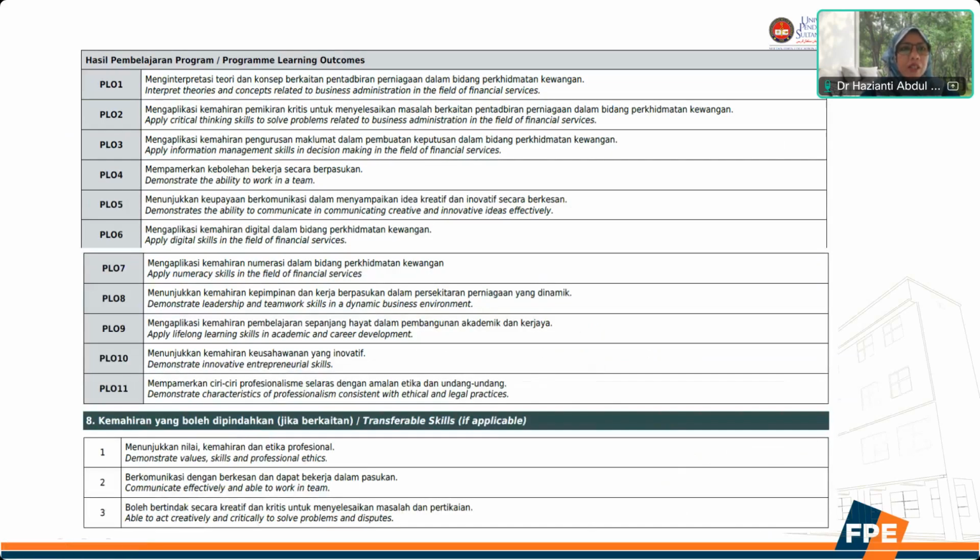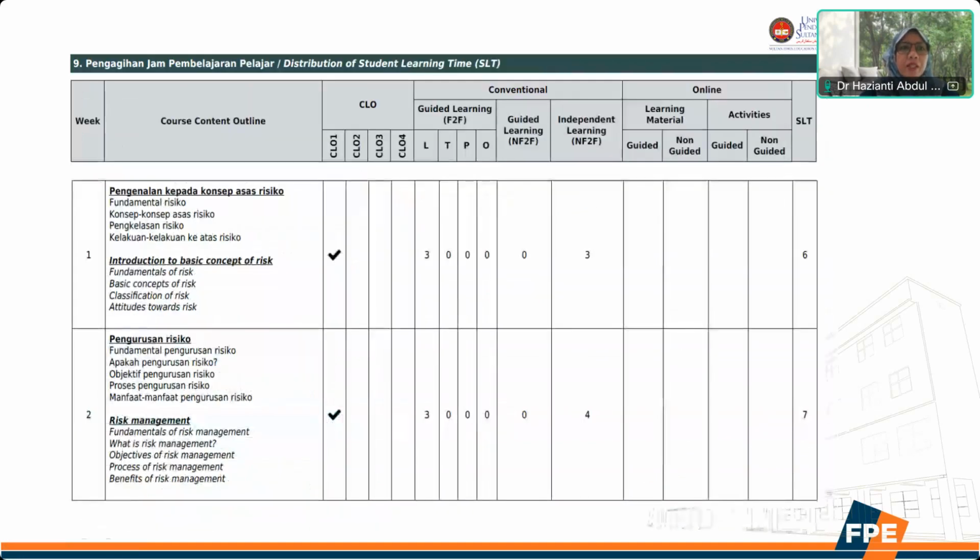All right, so these are our program learning outcomes. And I think by now you are already familiar with our program learning outcomes for this PE14 program. And I will go straight to our course content outline.